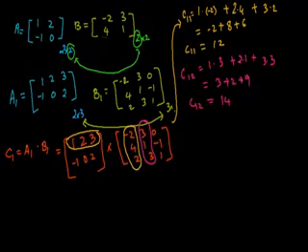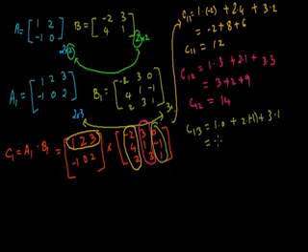Now there's another one, C13. This one is C13. What is C13? C13 is 1 times 0, plus 2 times minus 1, plus 3 times 1. What is that equal to? 1 times 0 is 0, minus 2, plus 3 times 1 is 3. Now 3 minus 2 is 1. So C13 is 1. So we have found out the first row values.